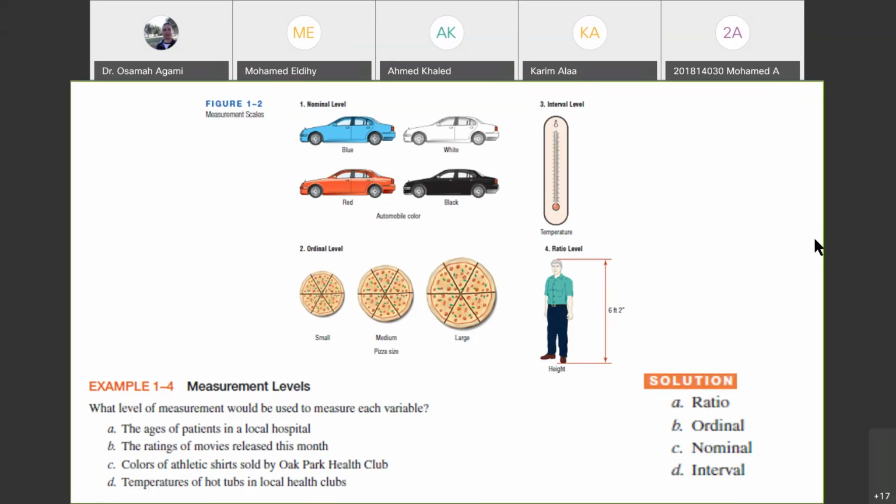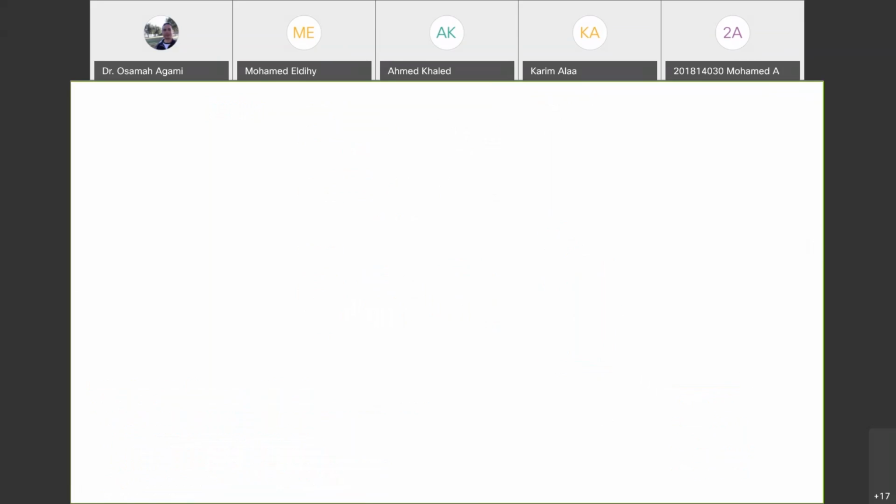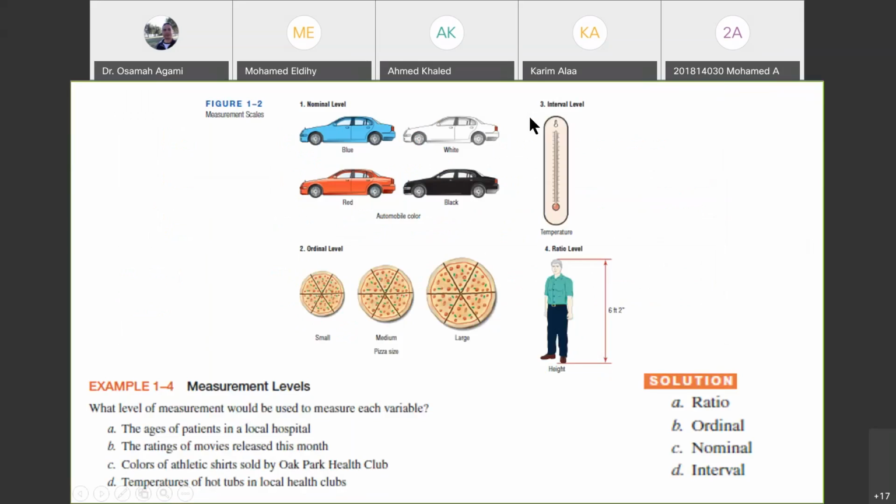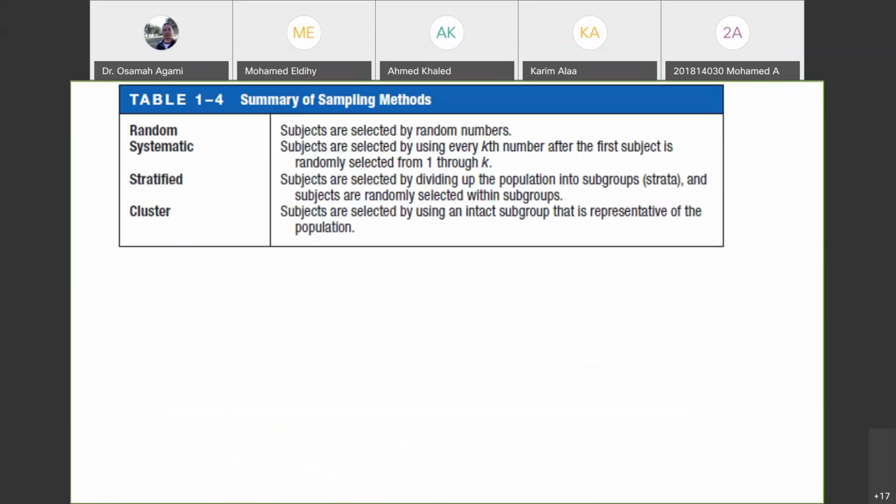Okay, so we are brilliant now. We manage the data. Let's go for the new stuff here. As we said, it is really difficult to cover. Okay, I will get back to it. The ages, yes, the first one is ratio. Yes, I agree with you. Let's go for the summary of sampling methods.